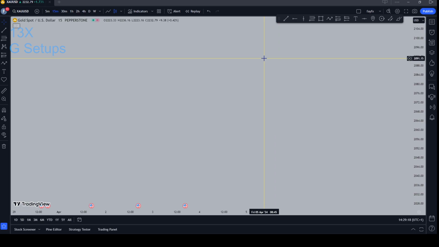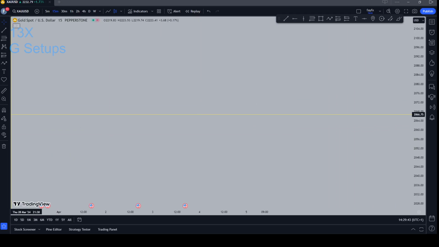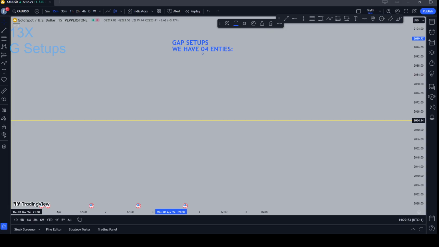Today we are going to see another kind of setups, gap setups, like we did in classic setups. We are going to use the two concepts combined. The two concepts are CC entries and equilibrium entries. Also, for the gaps, we have four entries. Let's begin with the first one.